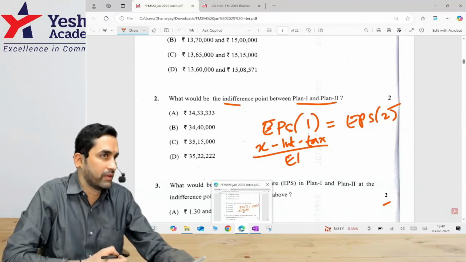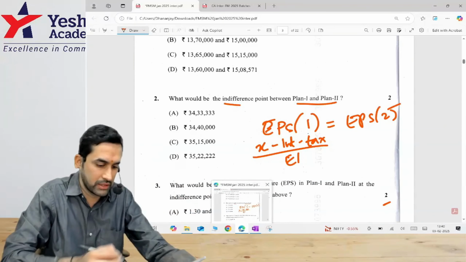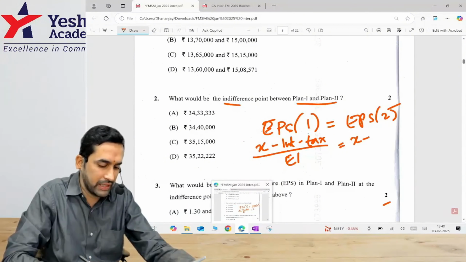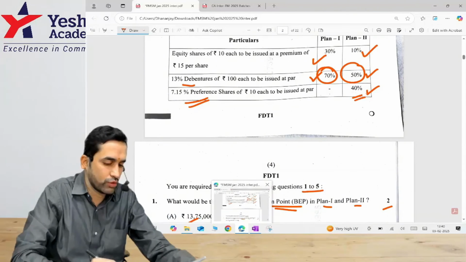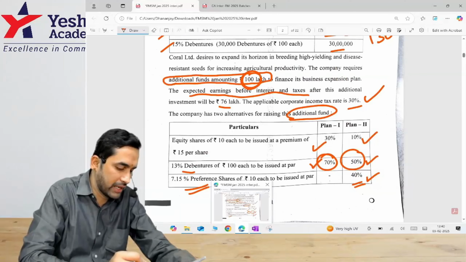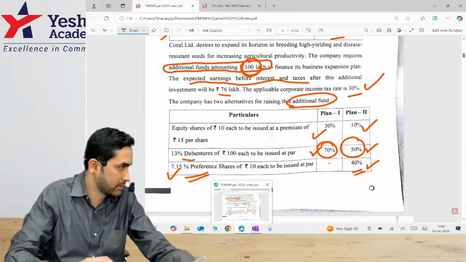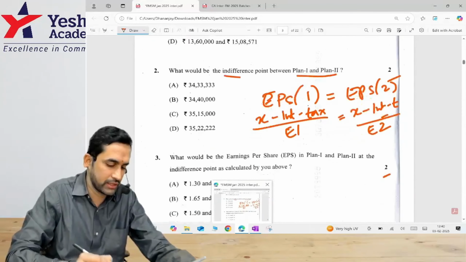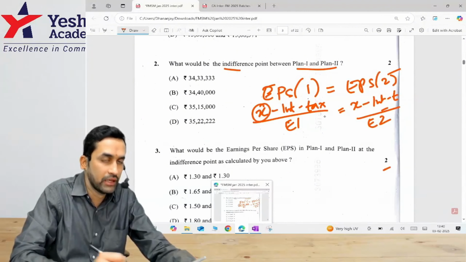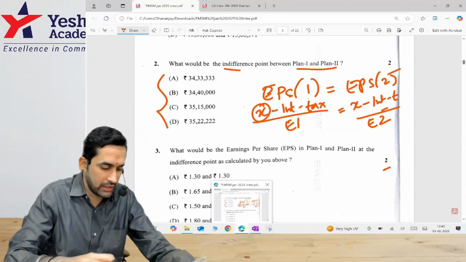I hope you remember we have done questions with 3 proposals. Here they have asked only 2 plans. And on this side, this will be X, and interest will change. There will be tax, but in the second plan there are some preference shares also. So 40% of 100 lakh, that will be 40 lakh. On that, 7.15% preference dividend, divided by the number of equity shares. Then keep it as X and solve the equation; at the end, the value of X is the answer that they want.